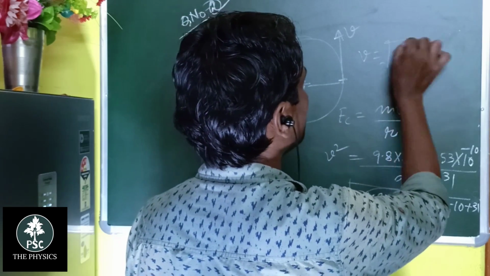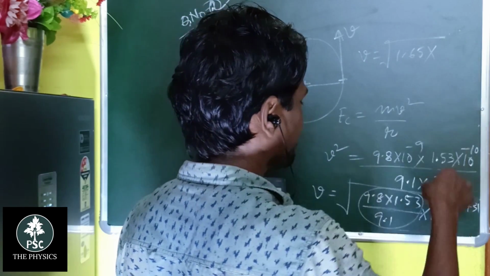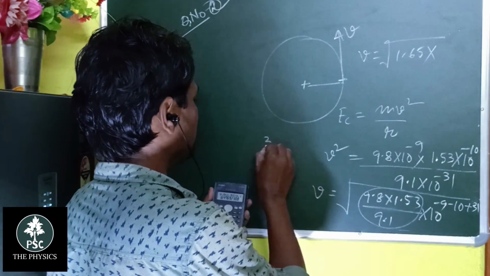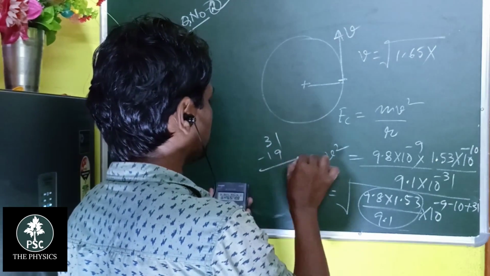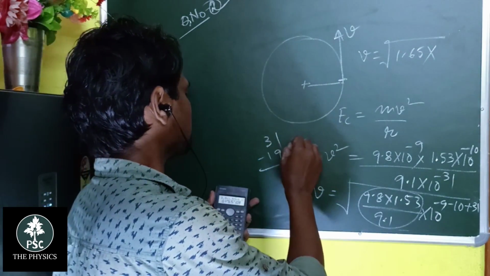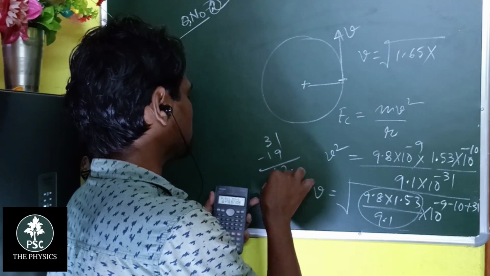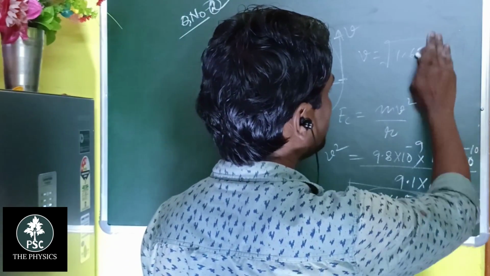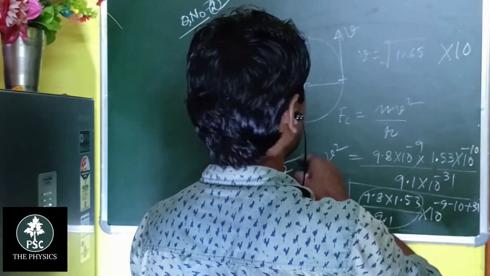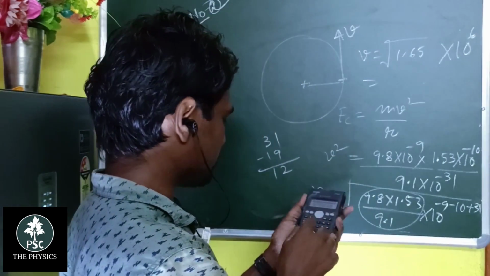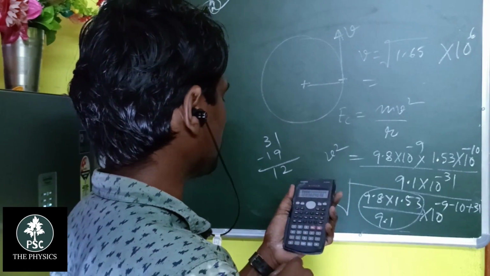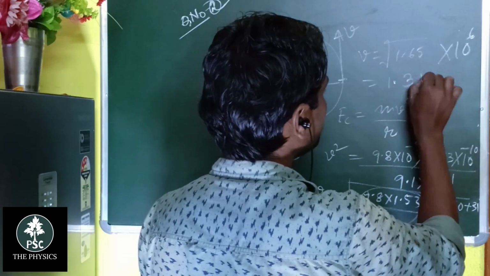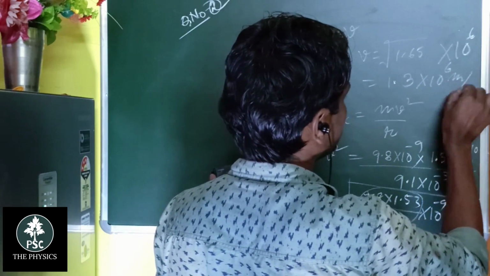So v equal to root over of 1.65 into 10 to the power, and you can take a root of this one. So this is 19 and 31. This is 31, and you can subtract 19. So 12, plus 12, and root of that means 6. So this is root of 1.65 into 10 to the power of 12, meaning 10 to the power of 6. So this is root over of this answer, and this is equal to 1.28. Approximately we can write 1.3. So 1.3 into 10 to the power of 6 meter per second.